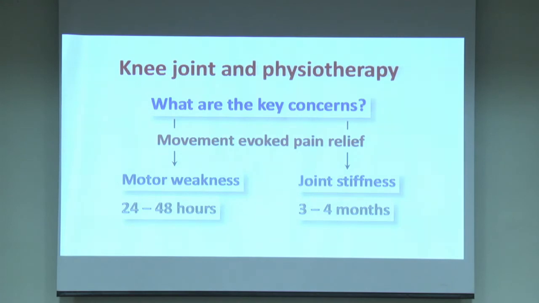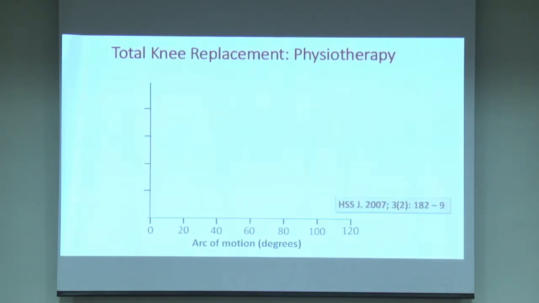Now let's go to the knee joint and arthroplasty. What are our key concerns? One is that we need motor evoked pain relief within 24 to 48 hours. The patient should have complete relief. Then at about 3 to 4 months, they tend to develop joint stiffness. And this stiffness has to be taken care of to see that the range of motion is good and the patient's weight bearing is good.